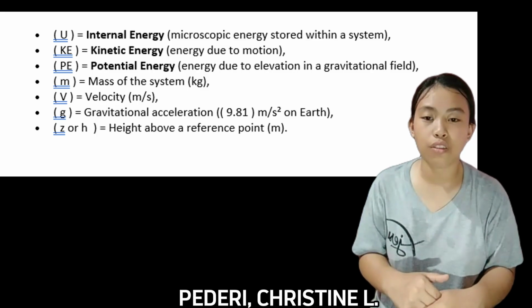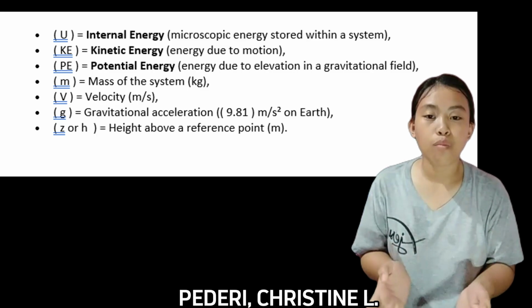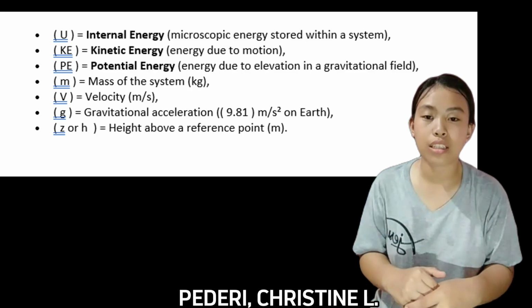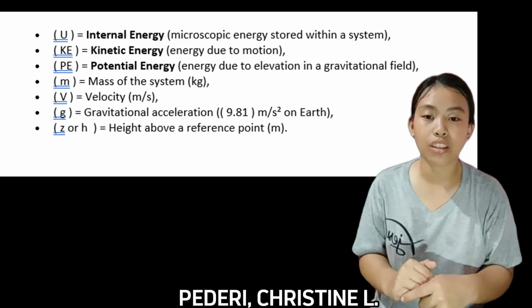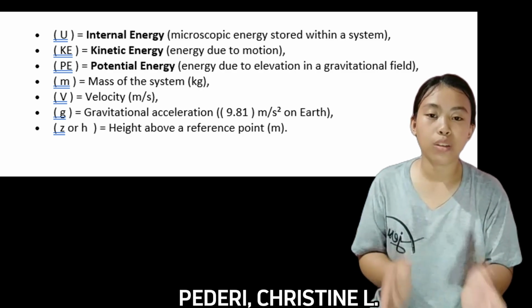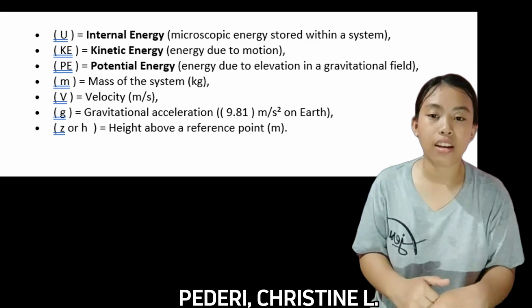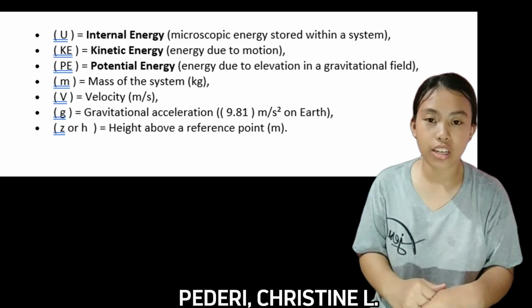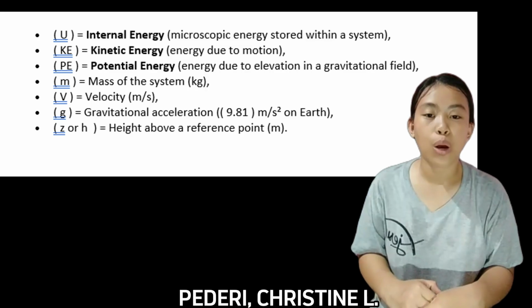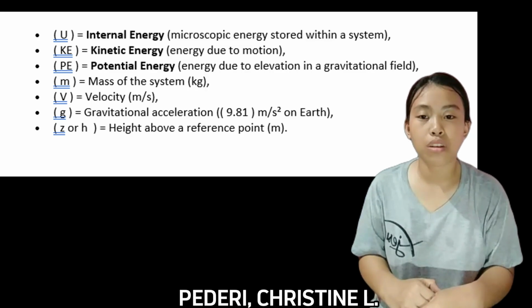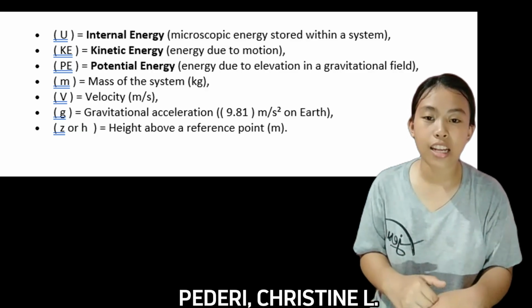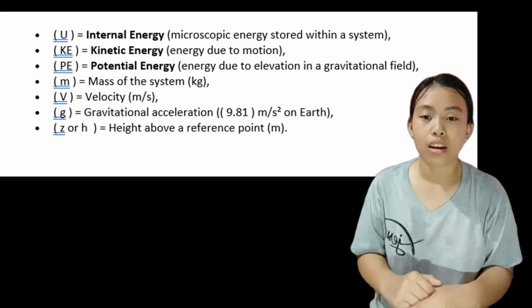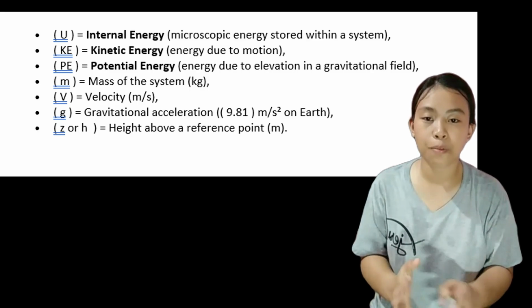Letter M for mass of the system in kg, and capital letter V for velocity with a unit of meter per second. Letter G, small letter g, is gravitational acceleration, which is 9.81 meter per second squared on Earth. Z or H is the height above a reference point, which has a unit of meter.